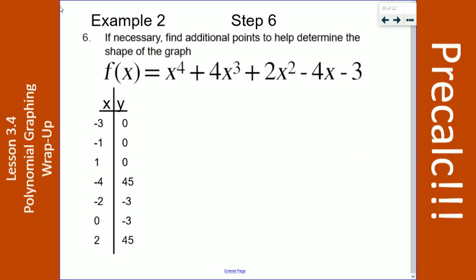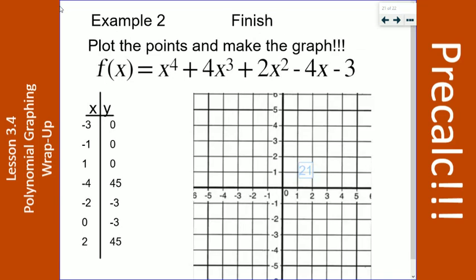And then step 6, find additional points to help determine the shape of the graph. If you would like additional points, please select them and use them. I'm going to stick with the points that we have. So now I want you to plot the points that we have and make the pretty picture. I'm going to pause, let you do that, and then come back and show you what it should look like. Ready, set, pause.